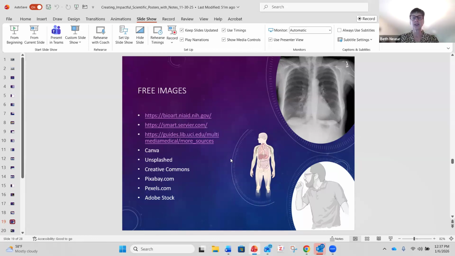This second site here is an excellent source, as well as this is a LibGuide from a university that shares these as well as additional sites. And so your university may even have good sources for you on a LibGuide within your university. So lots of great free places to get images. Of course, Canva, Unsplash, Creative Commons has some good medical images, as well as these three down here.